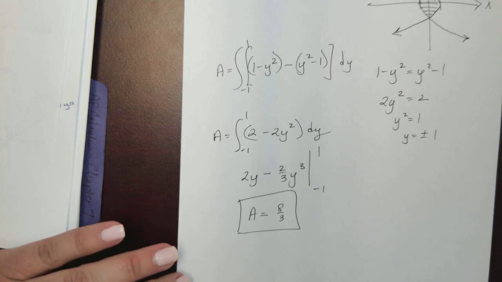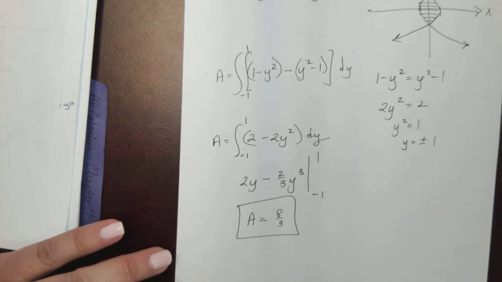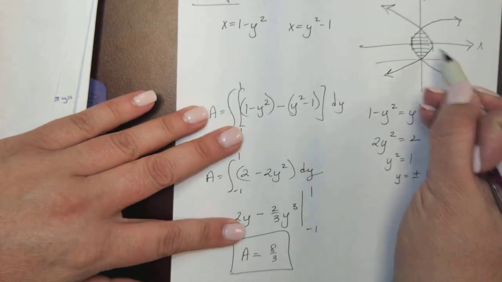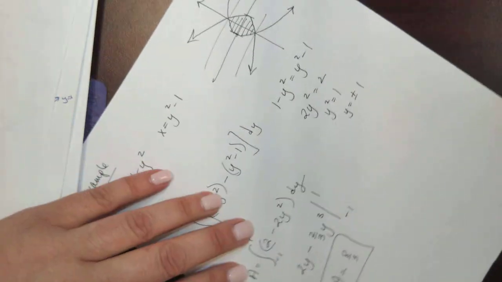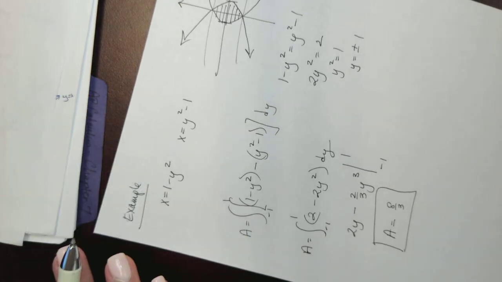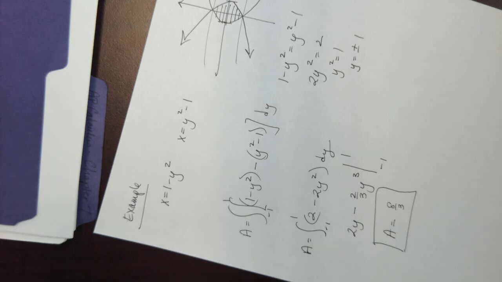Now we've done one in the horizontal. As long as you are comfortable turning the page, seeing which one's on top, and realizing your bounds are y values where they intersect, not x values, you'll be okay. All right? That is it for notes.